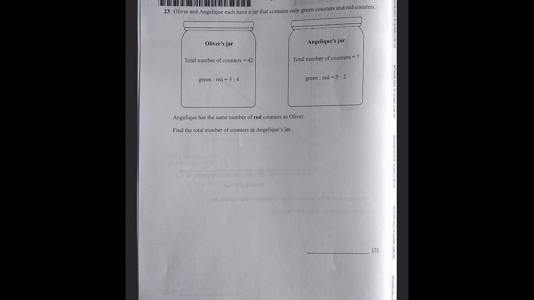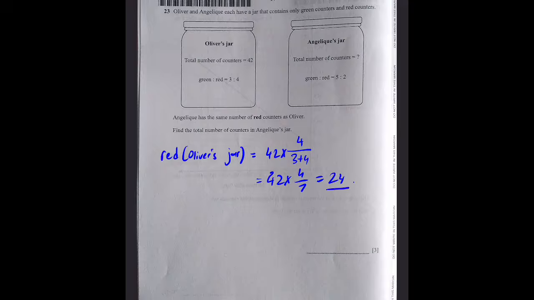Oliver and Angelique each have a jar that contains only green and red counters. Angelique has the same number of red counters as Oliver. Find the total number of counters in Angelique's jar. So in this case, both jars have 7 parts, but then the ratio split is different. So over here, it's 3:4 for greens to red. So the number of red in Oliver's jar is equal to 42 into 4, which is the red parts, by the total number of parts, which is 3 plus 4. 42 into 4 by 7, which is equal to 24 red counters.